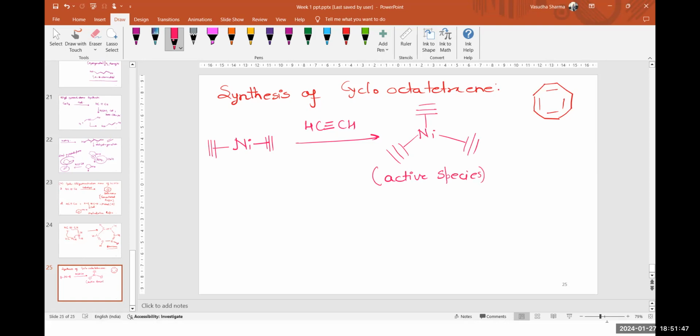Now, what these 2 molecules will do, as we just said, is cyclize and form a nickel 5-membered ring, with a double bond and a single bond. So this is the 5-membered ring, and one molecule would be like this. So this has formed a 5-membered cyclic ring. Now, in this particular step, if I am introducing one more HC triple bond CH, it would again react.